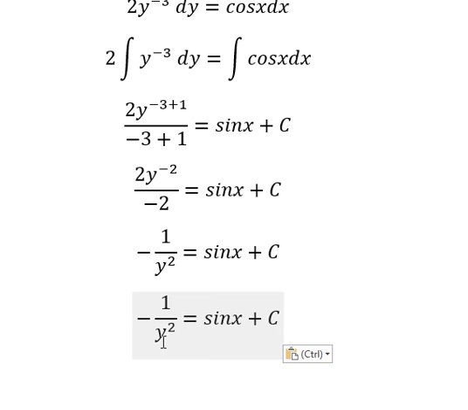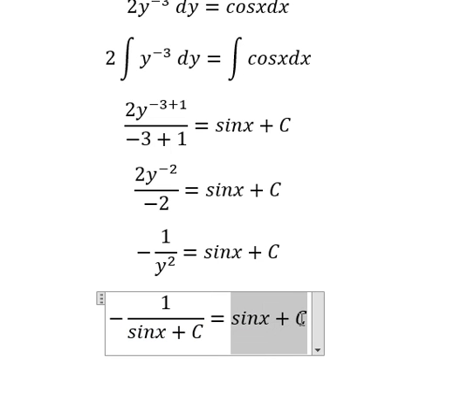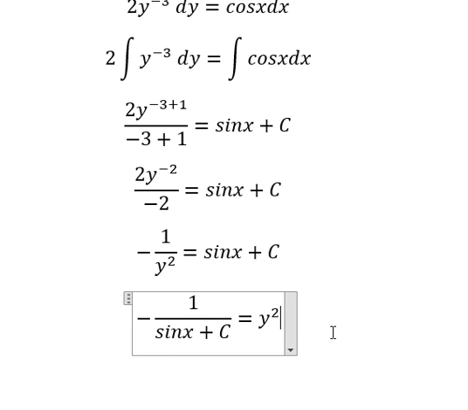So this one we put on the left, y squared we put on the right. And this is the final answer. This is the end. Thank you for watching.